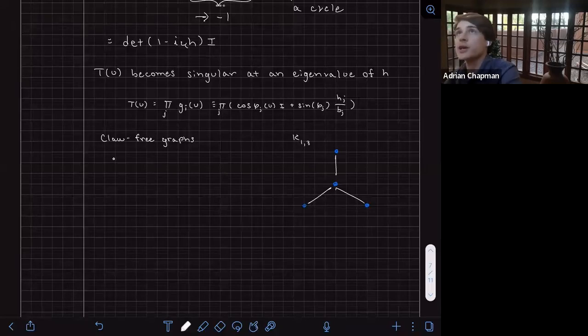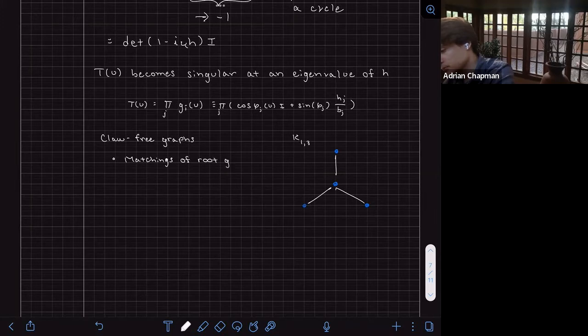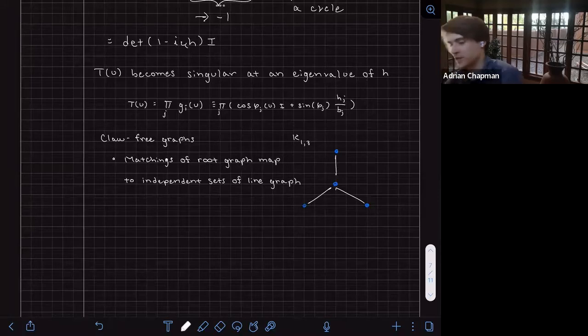One important property of line graphs is that matchings in the root graph map to independent sets of the line graph. An independent set is a set of mutually non-neighboring vertices. An L matching, say, is a set of L non-incident edges. So it's a well-known fact that under the line graph mapping, this set of edges is mapped to a set of non-neighboring vertices.